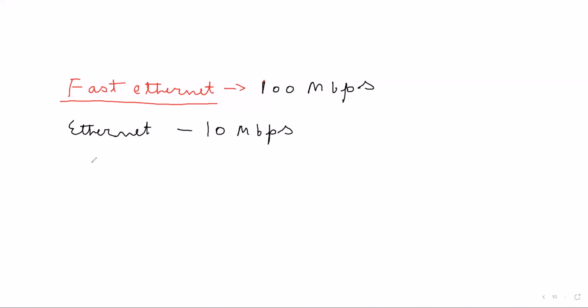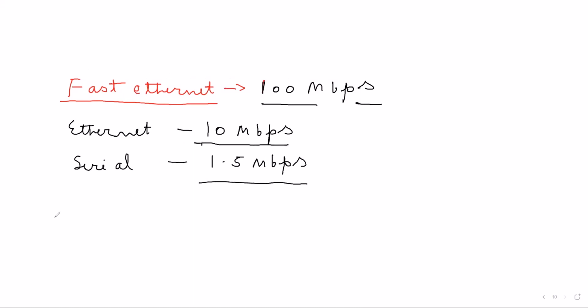And one more we have, the serial link. It was very slow, only 1.5 Mbps. So what is bandwidth? The capacity of a link. Okay, so these are the default bandwidths. Now OSPF will not use this. OSPF uses its own formula. So cost is equal to 100 divided by the link's bandwidth.